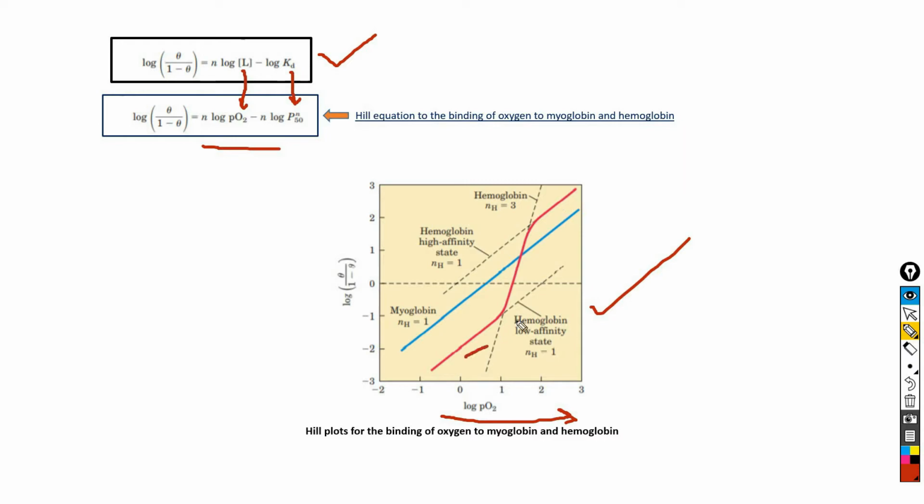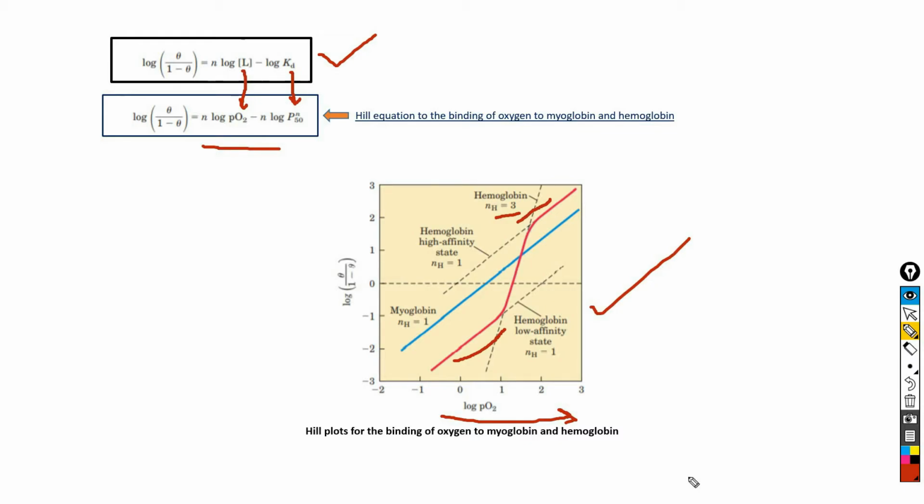As you can see here, this slope represents the hemoglobin in low affinity state, whereas this slope represents hemoglobin in high affinity state. And the maximum degree of cooperativity in the case of hemoglobin is 3, which is less than the number of binding sites for oxygen, and it is normal for all proteins that exhibit allosteric binding behavior.